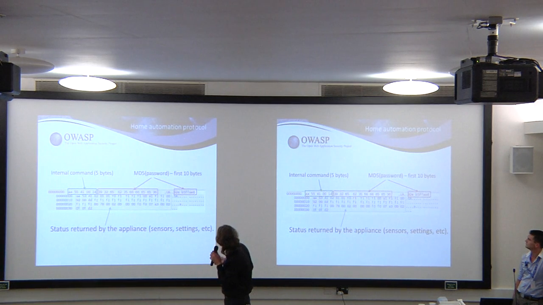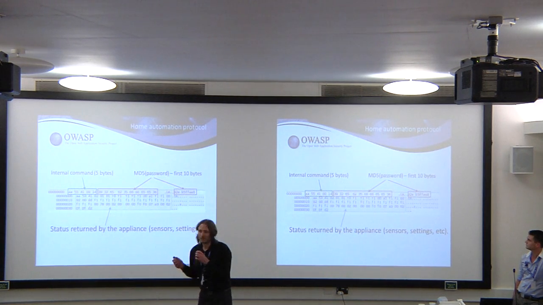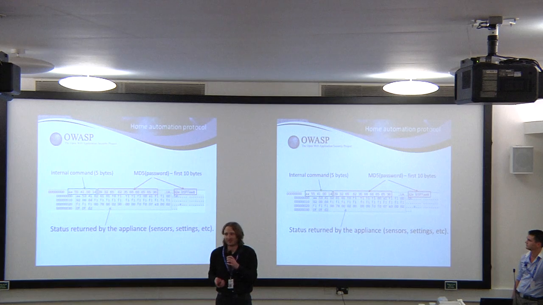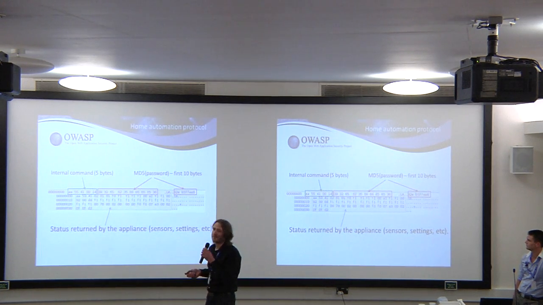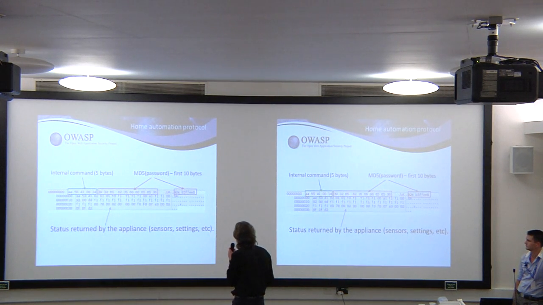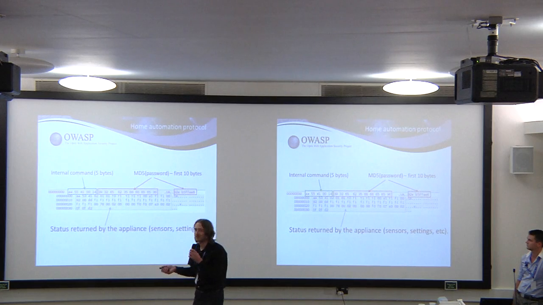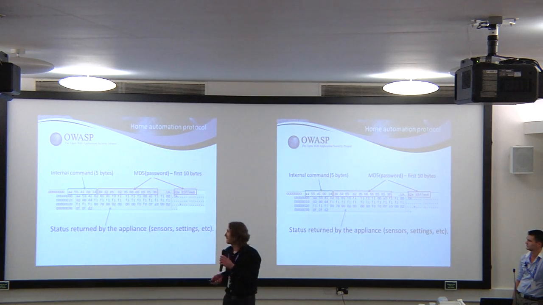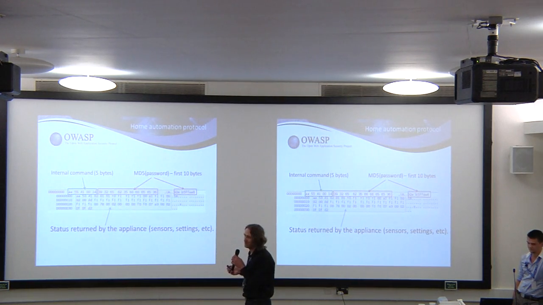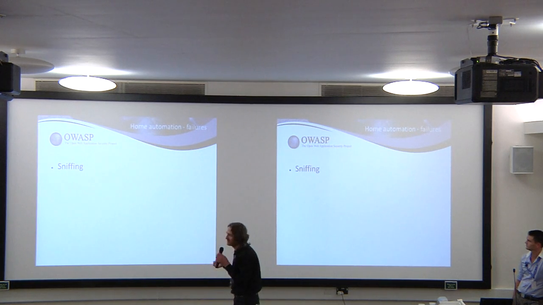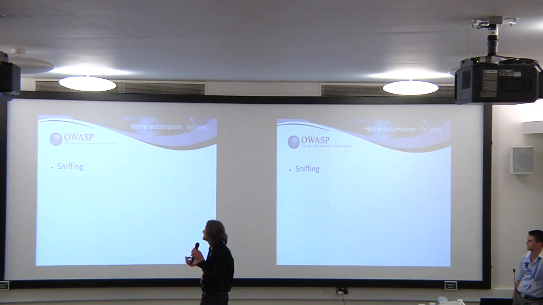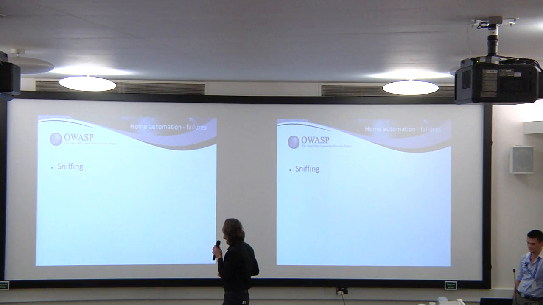And it's followed by MD5 of the first bytes of the password. And then the server responds in clear text with the status of this whole appliance. I mean, sensors, settings, and so on. So obviously, this is vulnerable, of course, to sniffing, because we can see the internal status of this appliance.